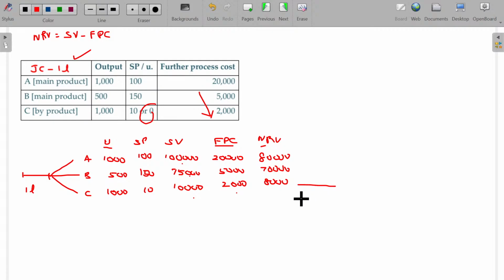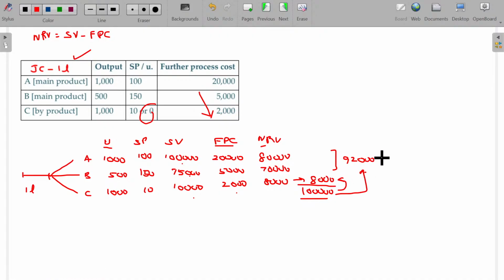Now the joint cost 1 lakh will be segregated. 8,000 is completely allocated to C. C is capable of managing product C here. So whatever the amount capable of adjusting, you can adjust there itself. 10,000 is the sale value. Further process cost is 2,000 rupees. 8,000 rupees, they are now having capability to adjust the joint costs. From the 1 lakh rupees, 8,000 rupees is now adjusted for C. After that, balance is how much? 92,000.